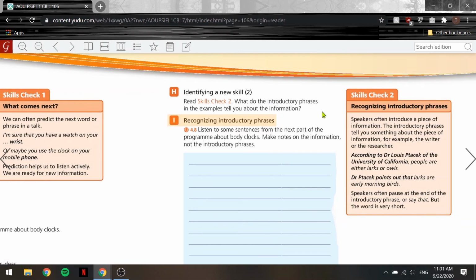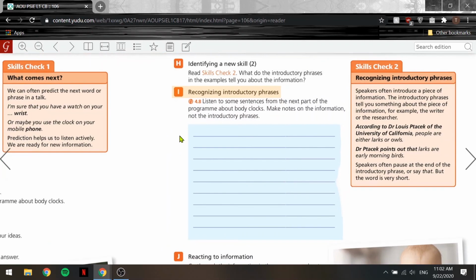What do the introductory phrases in the examples tell you about the information? Okay, so I'll say that the first one, this example right here, it gives us a lot of information about the source of the information which follows. Okay, the information that follows is people are either larks or owls. And then we have the second example right here, which basically shows us that the information is from a particular person. Okay? In this case, it's Dr. Lewis. Anyway, so that was exercise H.